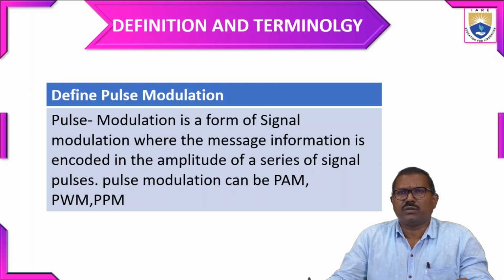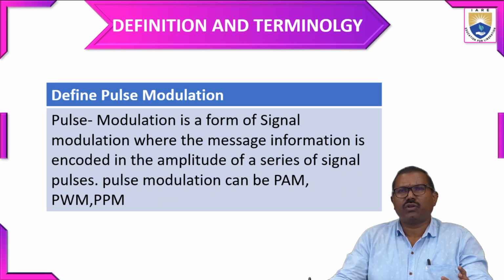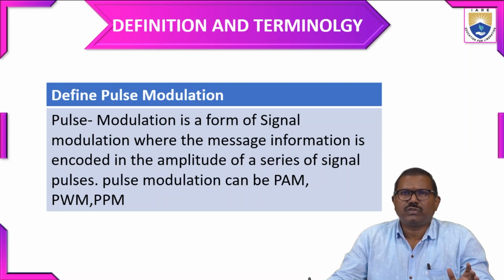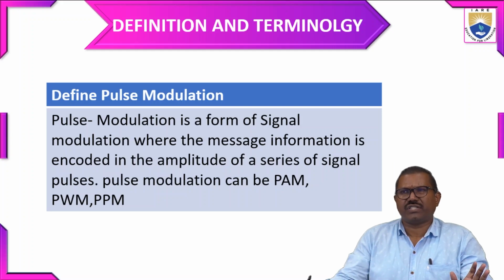So pulse modulation is a form of signal modulation where the message information is encoded in the amplitude of a series of signal pulses. Here the amplitude is in pulse form, so that's why the name is pulse modulation.